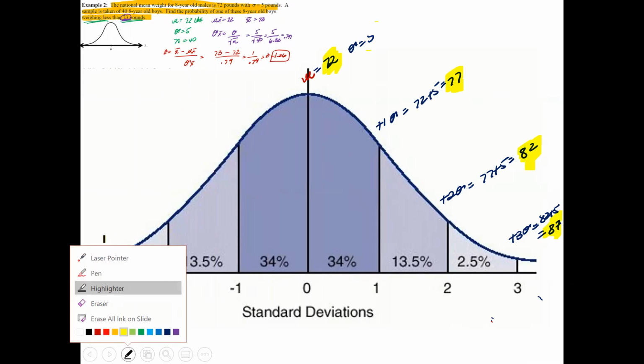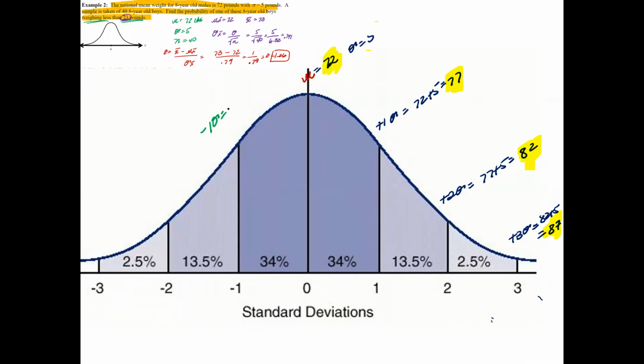Now let's take a look at the negative standard deviations on the left side. So at -1 standard deviation, that's 72 pounds minus 5, so that's going to give me a 67. And -2 standard deviation, that's 67 minus 5, which is 62 pounds. And -3 standard deviation, that's 62 minus 5, which is going to be 57 pounds.